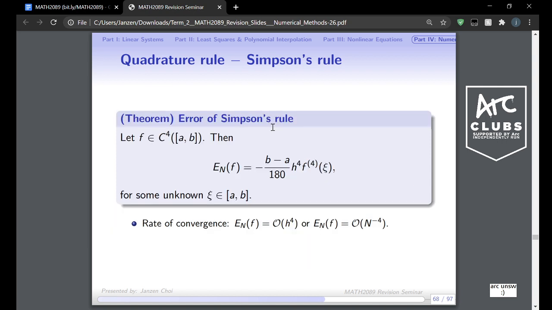Cool. In comparison to the trapezoidal rule, the error of Simpson's rule is much lower for greater values of n, meaning that the approximation converges faster towards the actual integral. You can see here this is n to the power of minus 4, whereas for the trapezoidal rule it was n to the power of minus 2.